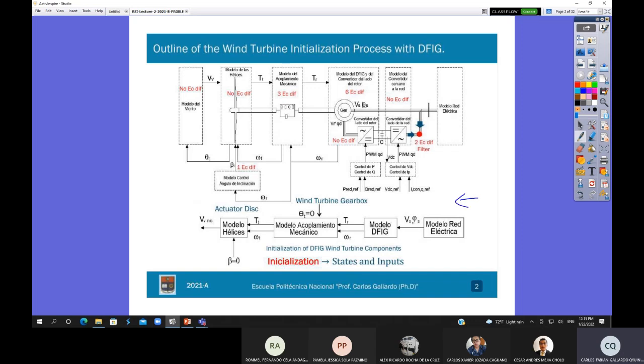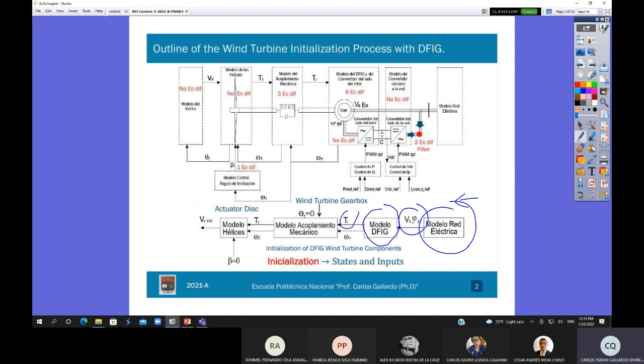Okay, so in order to carry out the initialization, I will start the process from the right side to the left side. Okay, so first of all, I will start with the power grid. What is the output of the power grid for the initialization? It is the stator voltage and the phase angle. Okay, later on, this is the input in order to carry out the initialization of the machine.